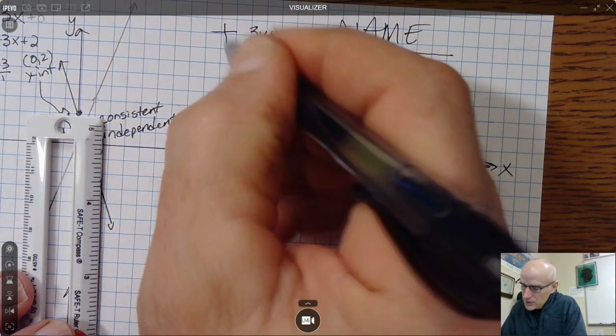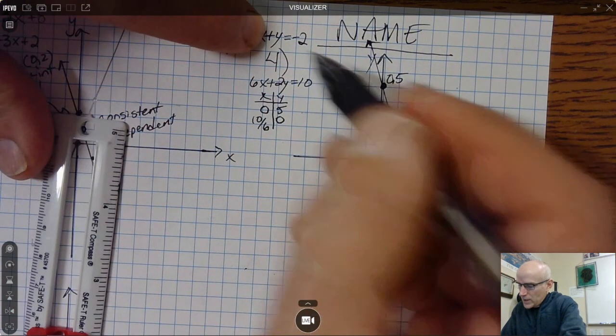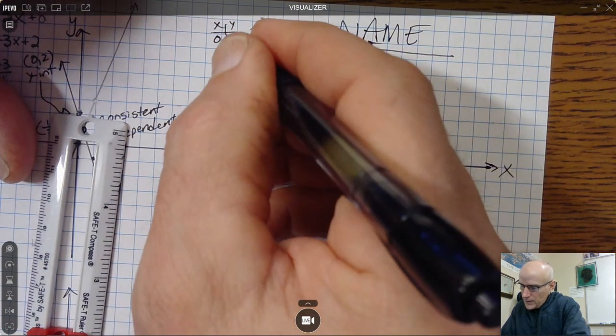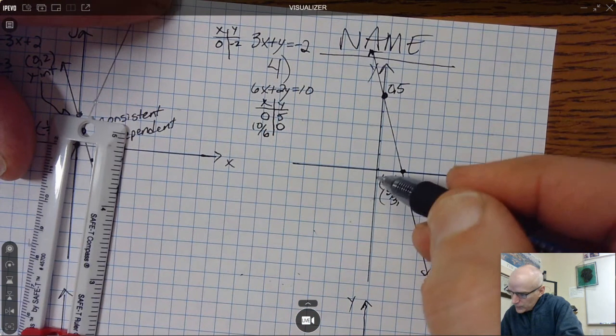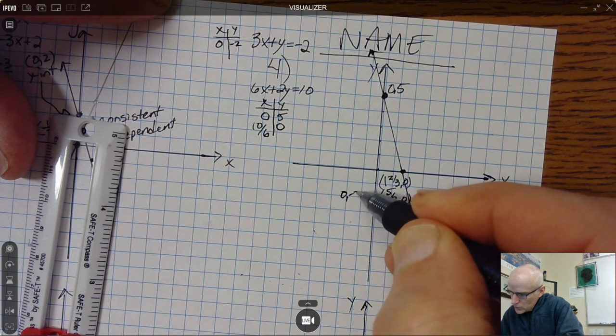I'm going to do that right up here on this one. I get an x and a y. So if I put 0 in for x, I get y equals -2. Oh, that was easy. Let me graph that real quick. Down 1, 2. There it is right there at (0, -2). Okay.